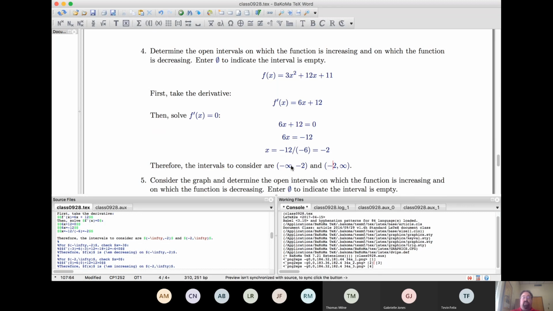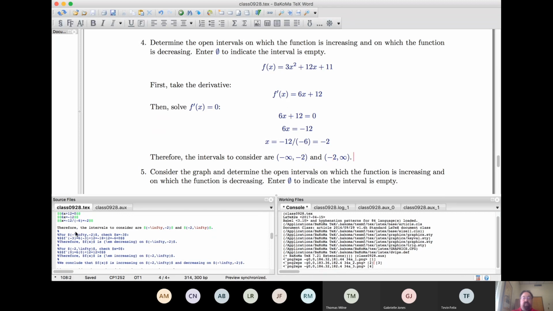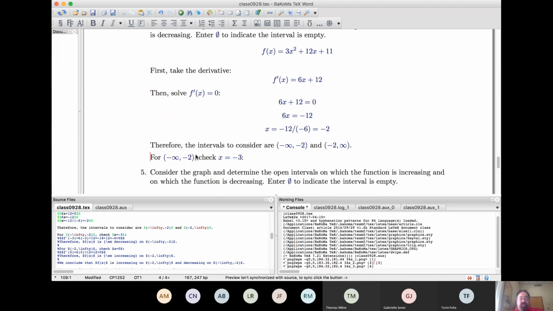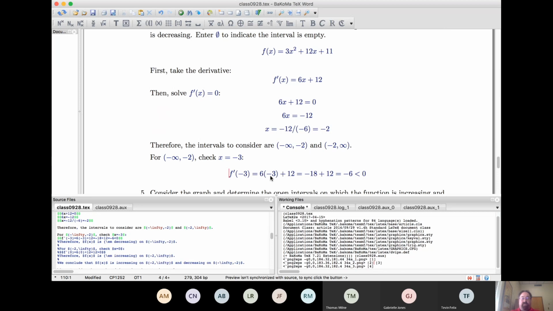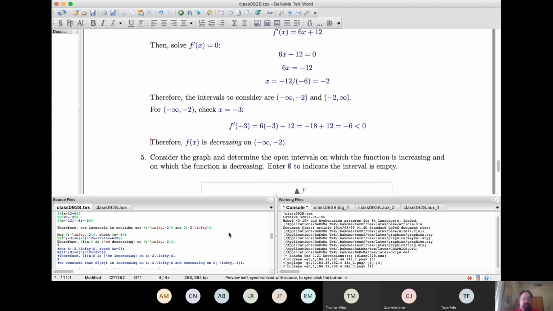Okay. So here are the intervals you consider. The real number line is divided at x equal -2. So now you're looking at -infinity to -2 and then -2 to infinity. Same idea as the last problem. You're going to check a point in each interval. For instance, from -infinity to -2, I could pick anything in here. I just choose -3. So we substitute that into the derivative, 6x plus 12, and you get a negative result. So the function is decreasing on this interval.